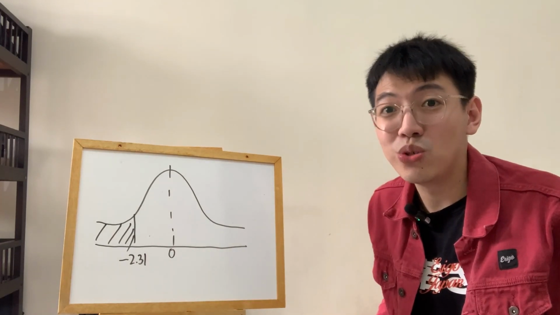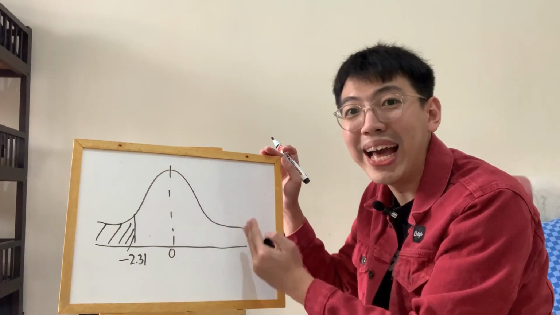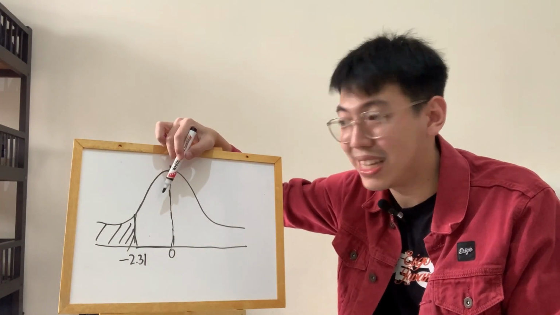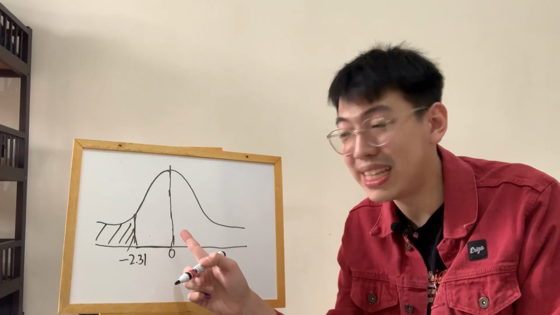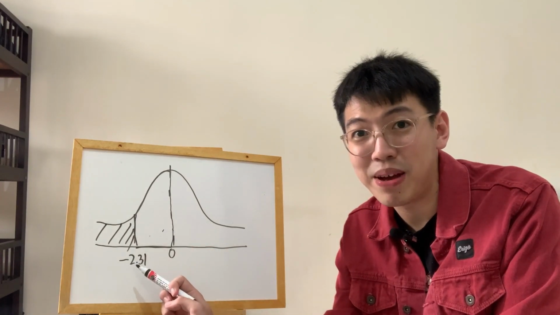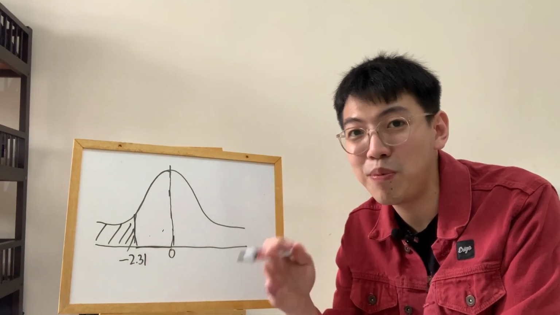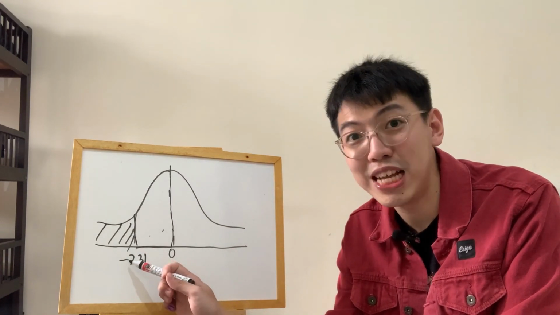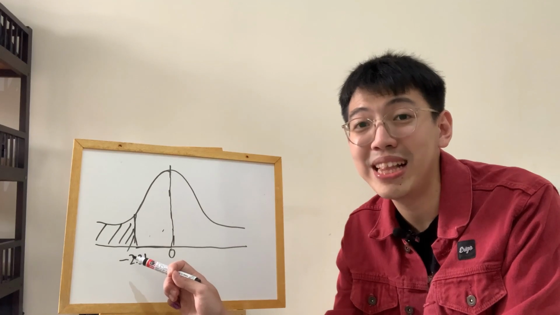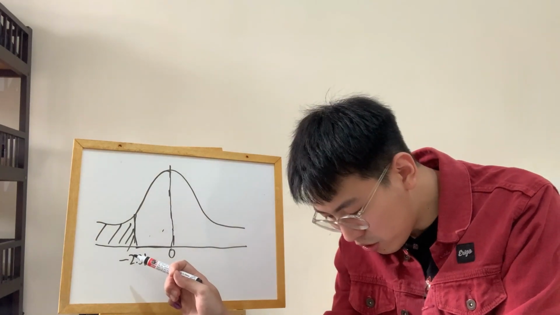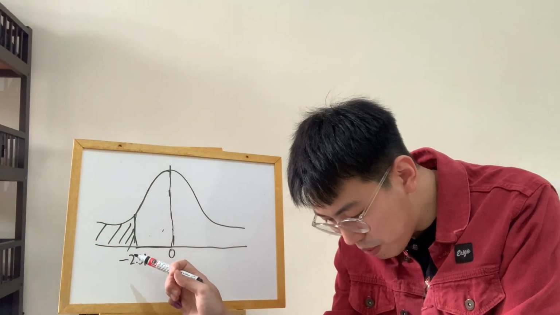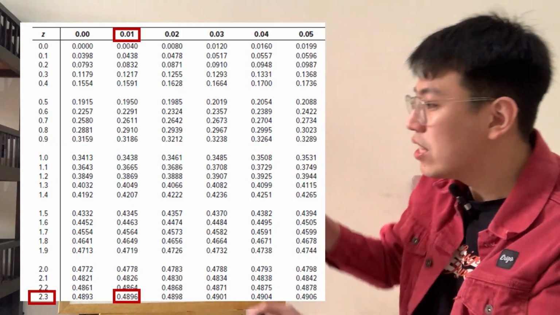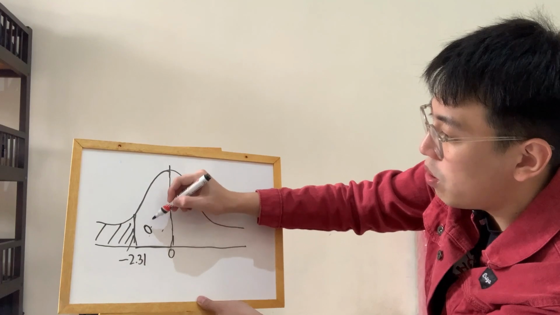Now, if I ask you the area of all the white area, how to know it? This is the half area outside the tail. We can see this in the C table. The C here is negative, minus 2.31. But in the C table, there is no negative number. So just search the absolute value of this number. It means 2.31. For 2.31, the area will be 0.4896.